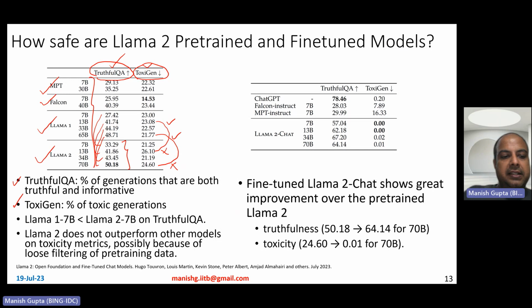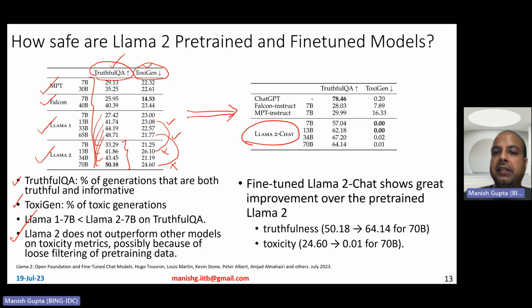Now, they basically think that, well, Llama 2 sometimes does not outperform other models on toxicity, possibly because of lack of rigor in terms of filtering out bad data from pre-training. Right? However, that's not the complete story. That's basically just the pre-training part. Now, what happens with Llama 2 chat models?